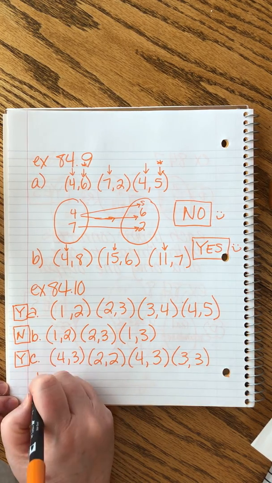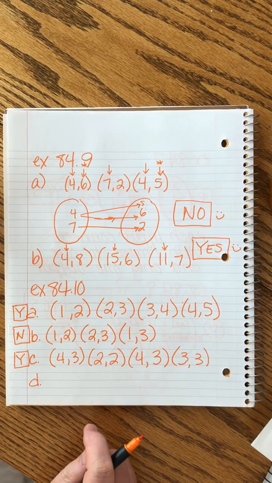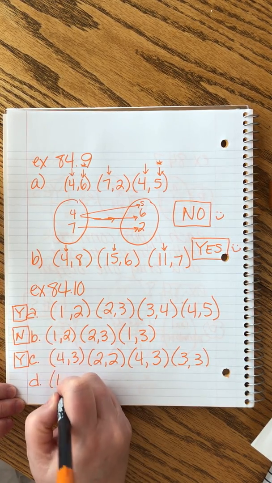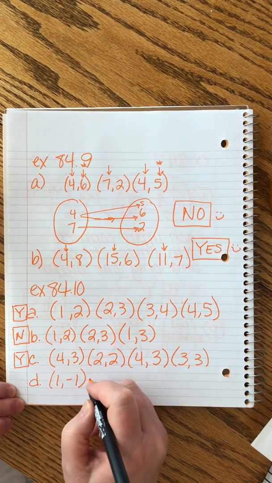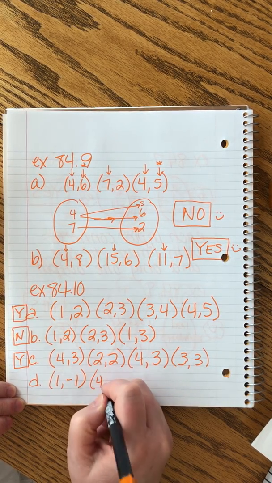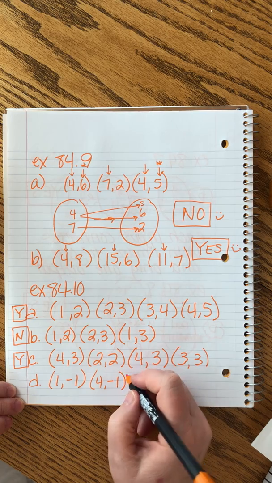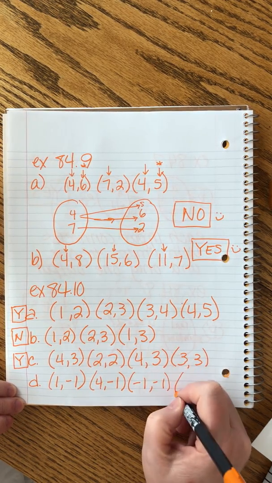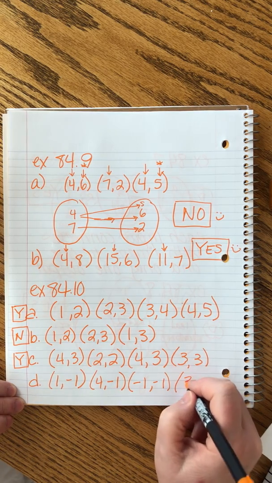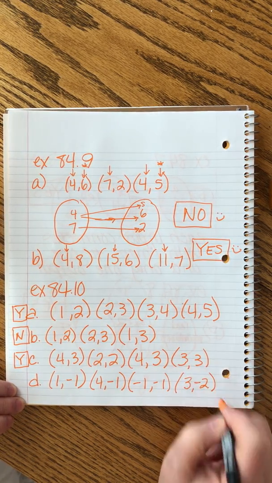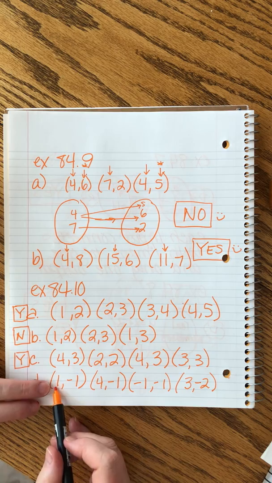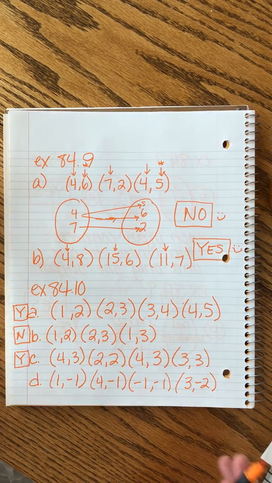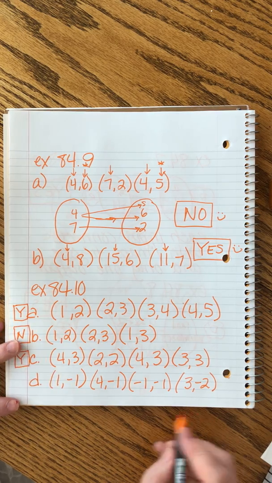And the last one, D. 1 and minus 1. 4. Minus 1. Okay, again, we look at the inputs only and look for any repeats. They're all different, so this should be fine.